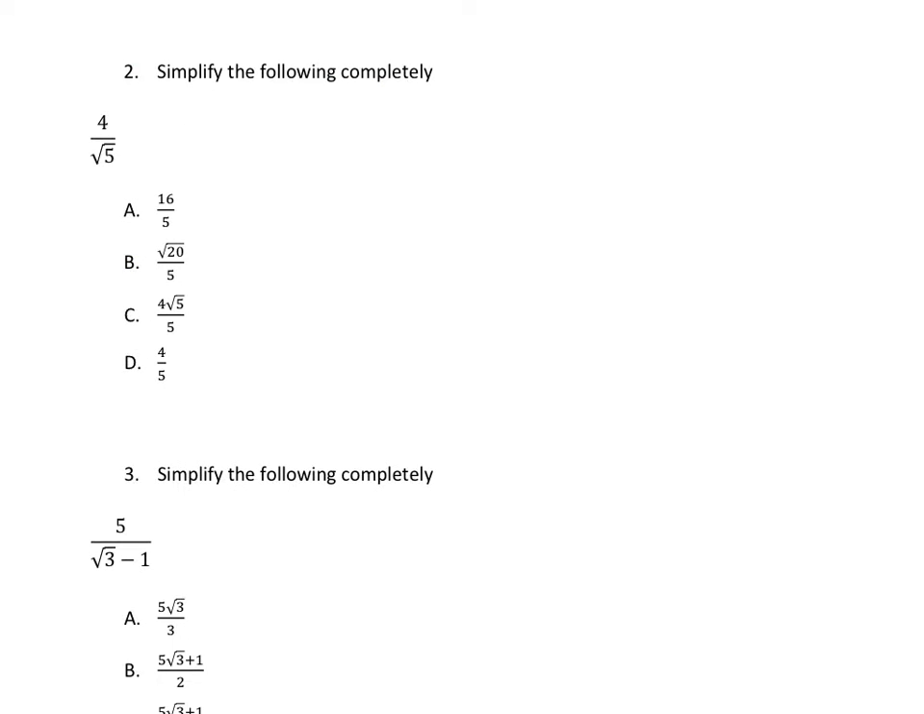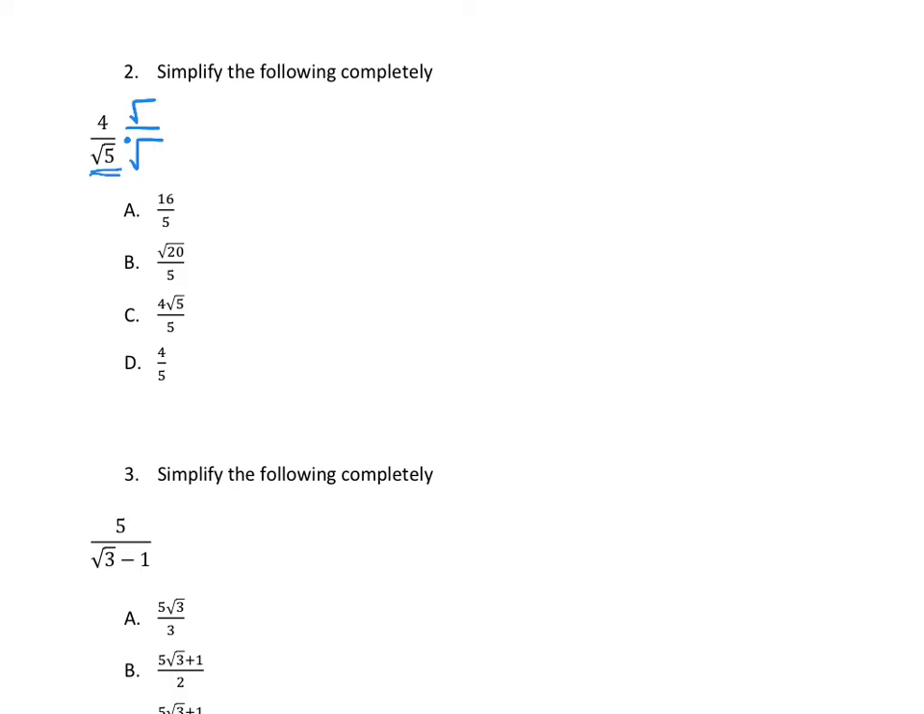For number 2, we are going to have to rationalize the denominator because as we talked about in number 1, we do not want any radicals in the denominator. So when I am trying to rationalize the denominator, my goal is to make the denominator no longer have a radical. So if I have square root of 5, I want to multiply by the square root of something, and whatever I multiply to the bottom, I have to multiply to the top.